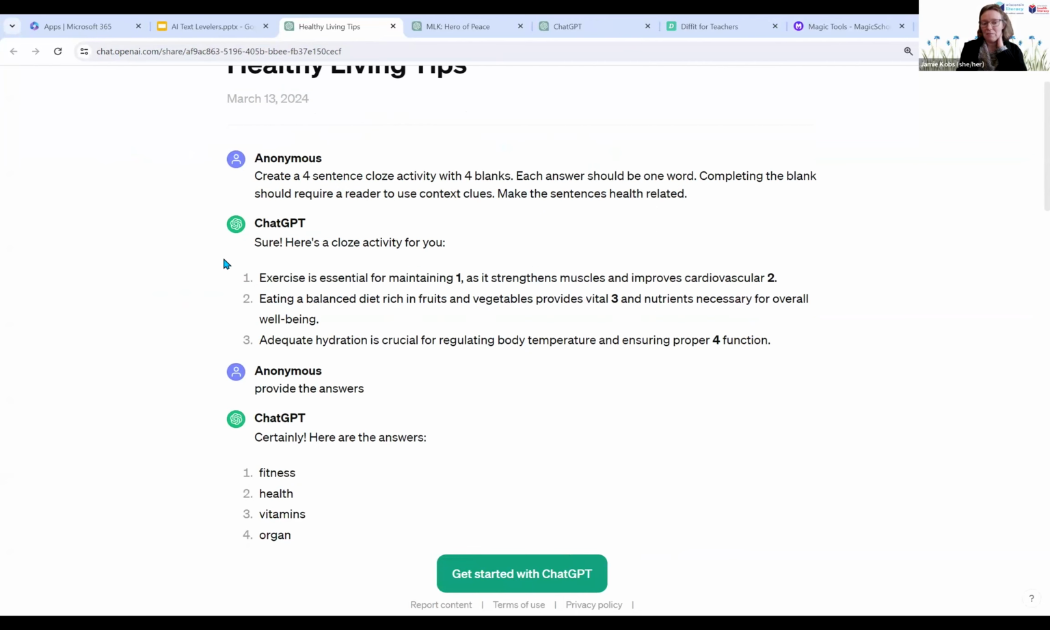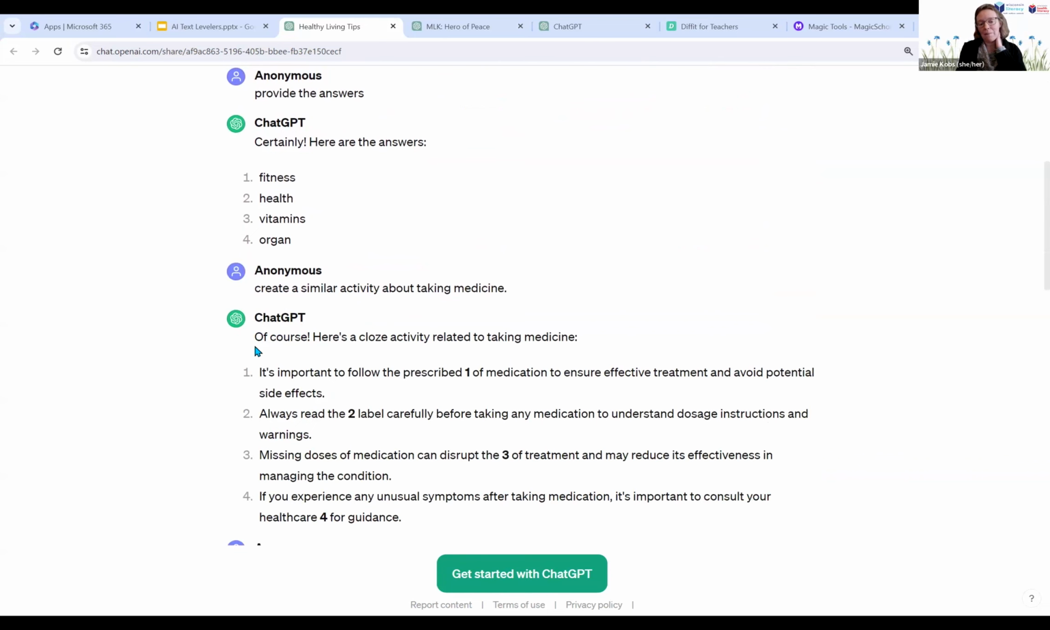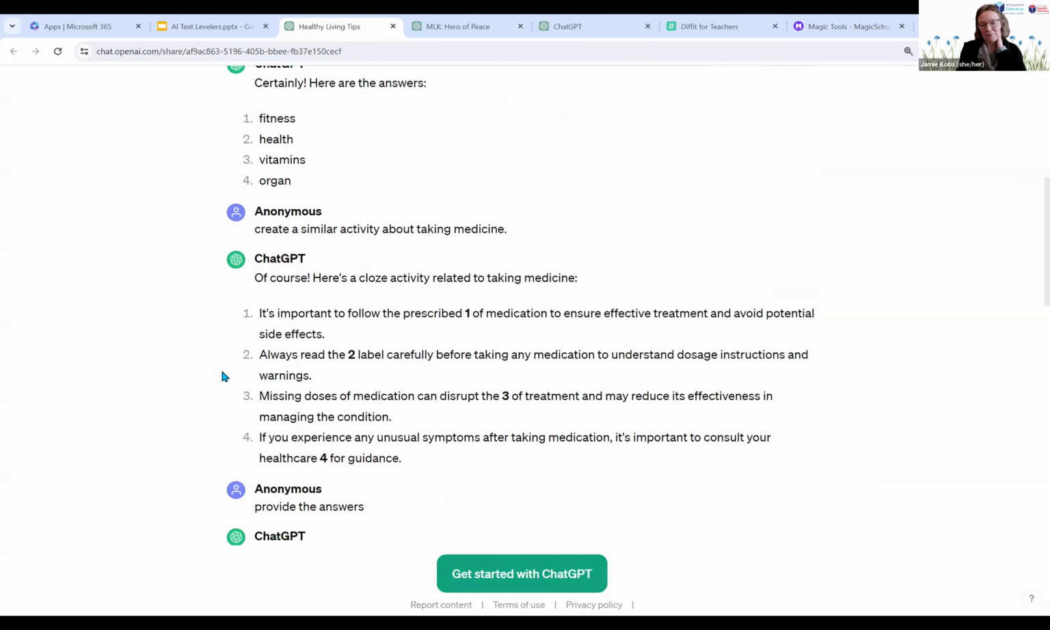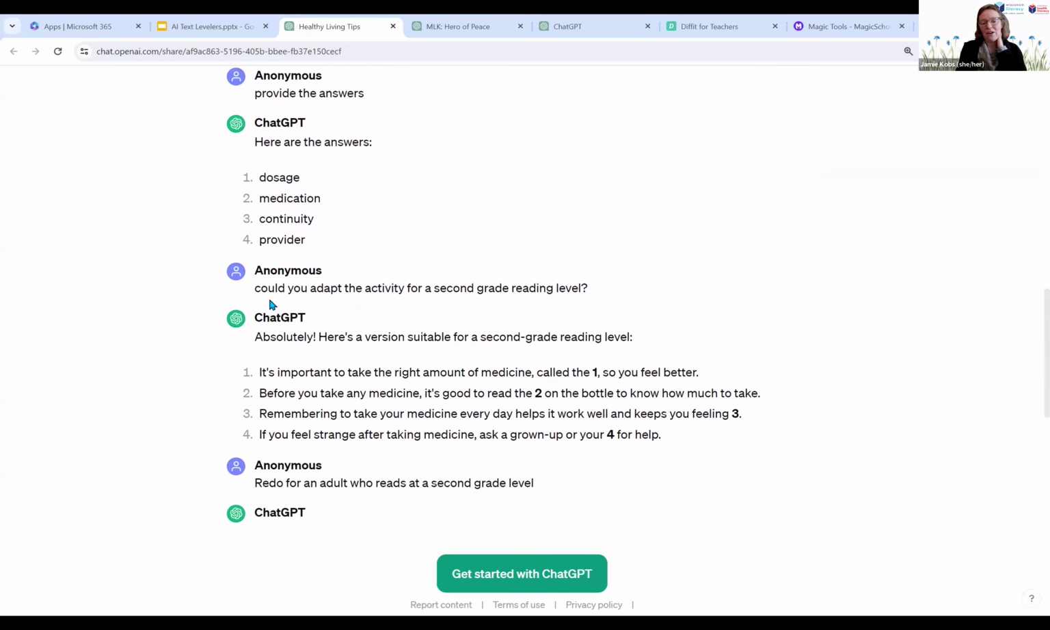So I got an output. It didn't give me the answers. So I was like, oops, I need those. Provide the answers. And then I asked it to change it to talk about medicine. And then right here, I said, could you adapt the activity for a second grade reading level? And this is what it got me.